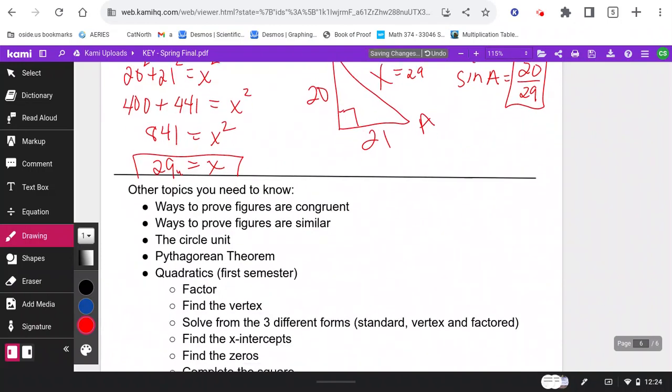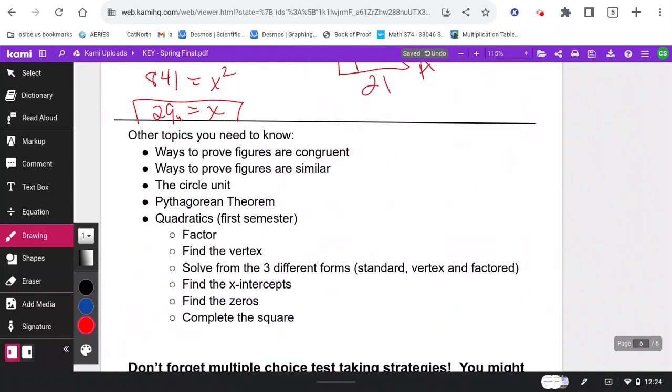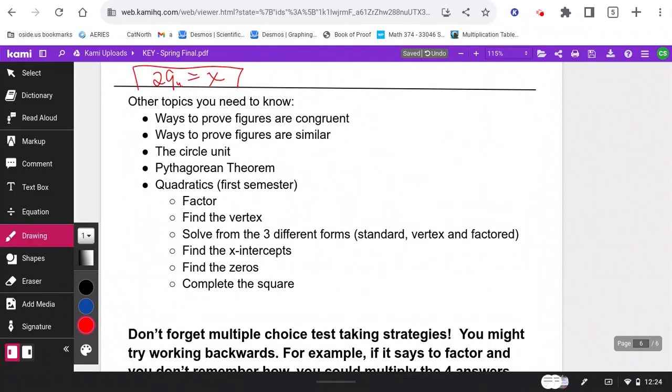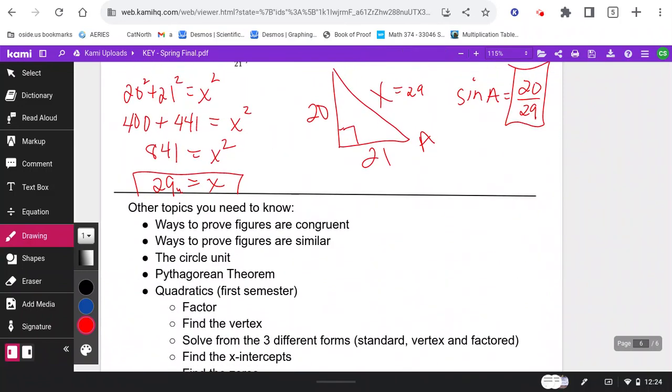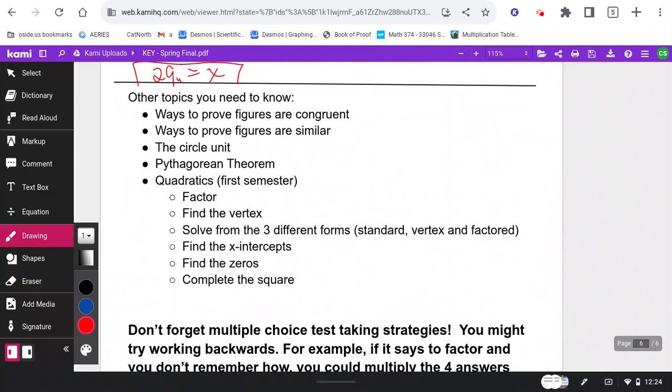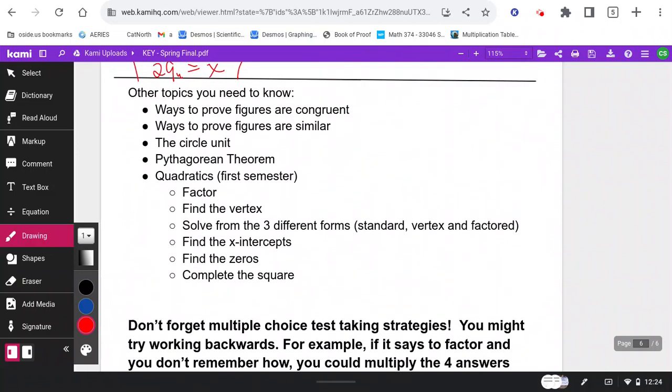So what's this little list down here? This little list is just a couple other things to make sure you know. And there's also going to be an extra credit practice final that we do in class.